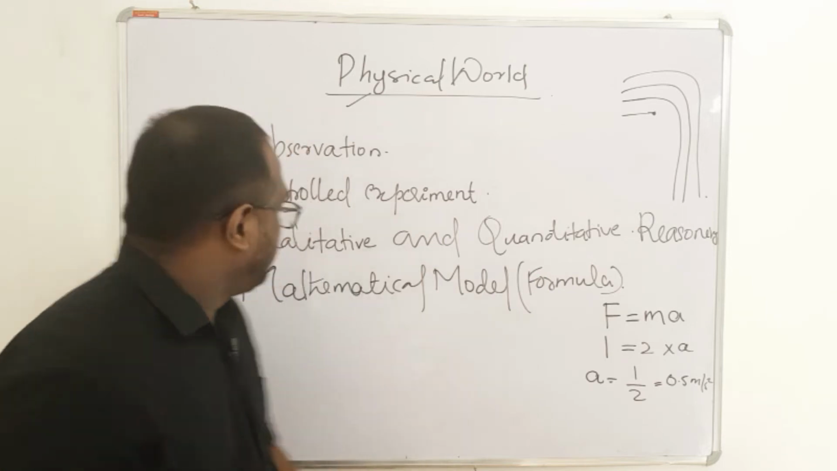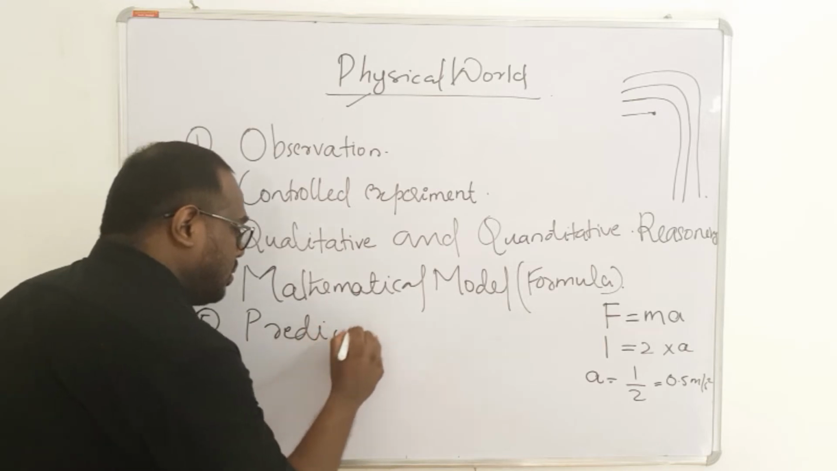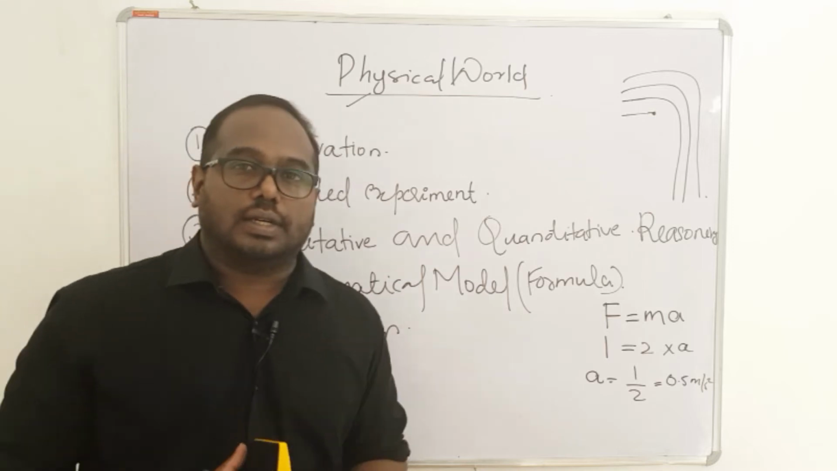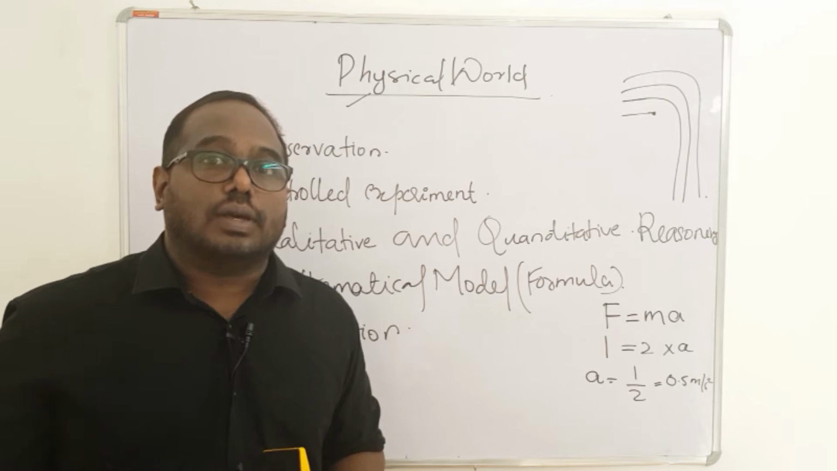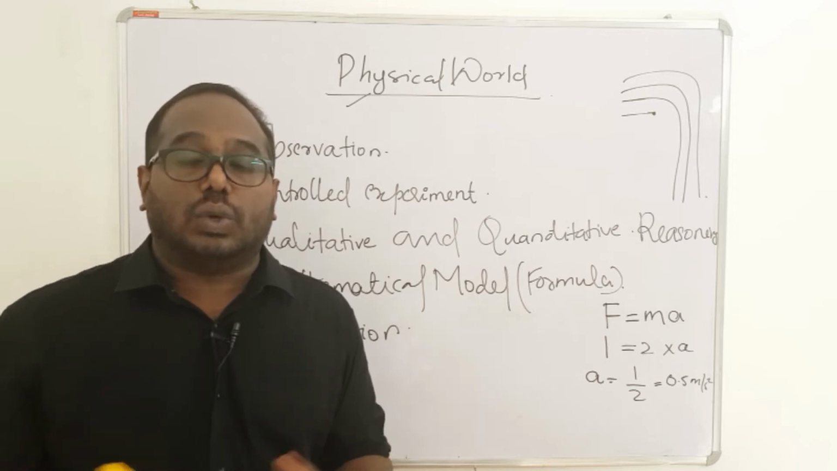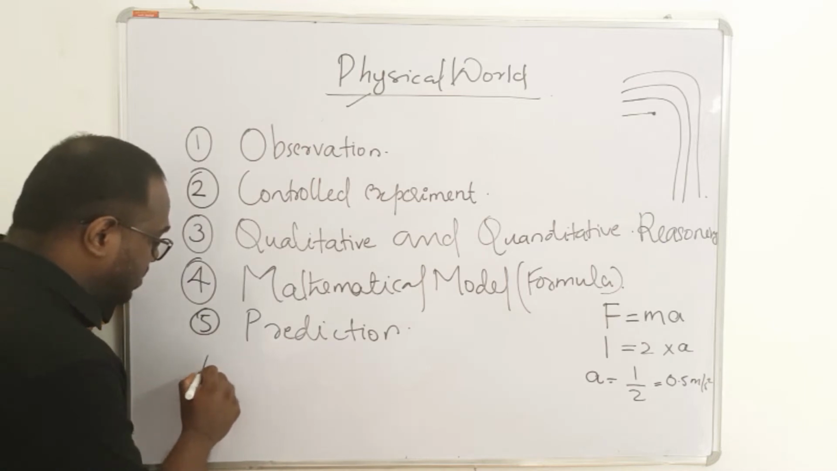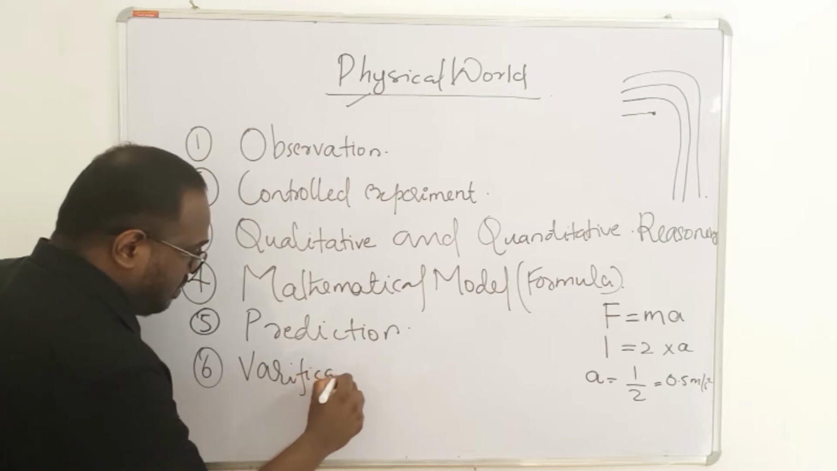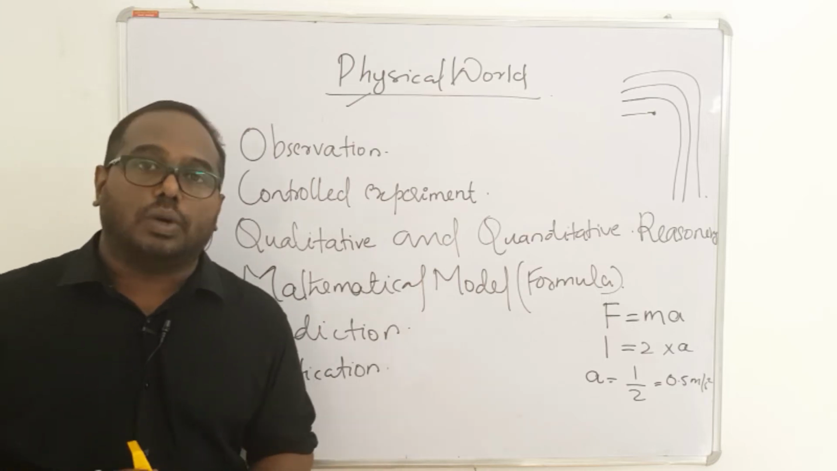That is the next step. Fifth step: prediction. Okay? Fifth is prediction. After prediction, what do you have to do? You have to verify whether this model, this formula, is correct or not, right? Whether you are getting the correct answer or the wrong answer. For that, the sixth step is verification. Verification. In this process, what will you do?